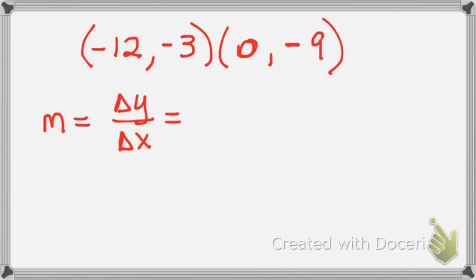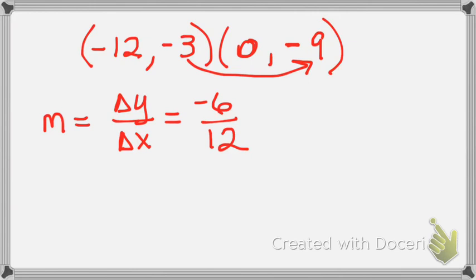How do I find the change in y? Negative 3 to negative 9. Okay, if you look at the number line, you start at negative 3 and you go to negative 9. 6 left or 6 right? 6 left means what? Negative 6, okay? Change in x. You're going from negative 12 to 0. That would be positive 12 because you're moving from negative 12 to 0, so you're to the right.